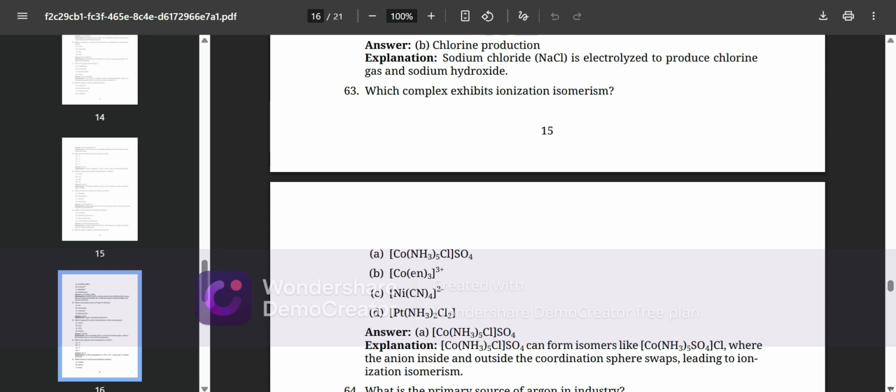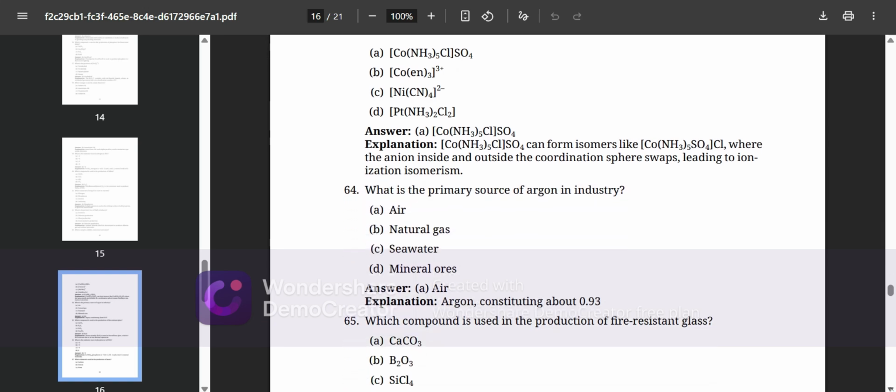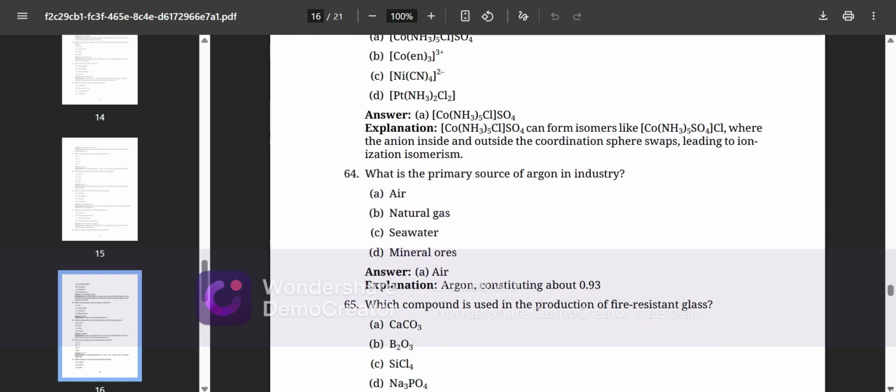[Co(NH3)5Cl]SO4 can form isomers like [Co(NH3)5SO4]Cl, where the anion inside and outside the coordination sphere swap, leading to ionization isomerism. What is the primary source of argon in industry?